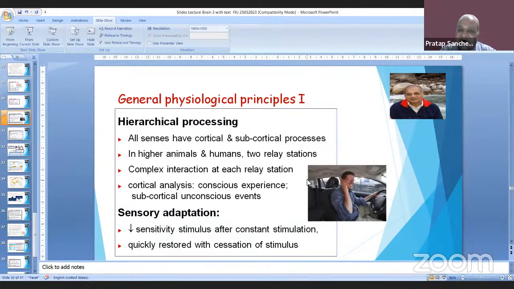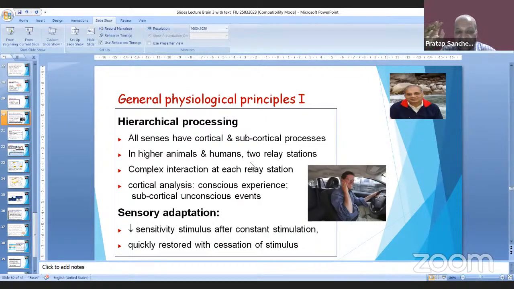All sensations have cortical and subcortical processes. In higher animals and in humans, we have two relay stations. From the skin or from the taste, it goes to the spinal cord or the brain stem, where it gets the first relay. Then from there it goes higher in the brain stem and then to the thalamus, the second relay station. I'll say no point in talking in detail, but two relay stations. At each relay station, the information is processed, modified, deleted, or sent upward. Our cortical analysis, the top one, gives you conscious experience, whereas the subcortical analysis gives you the unconscious processing or automatic behavior.